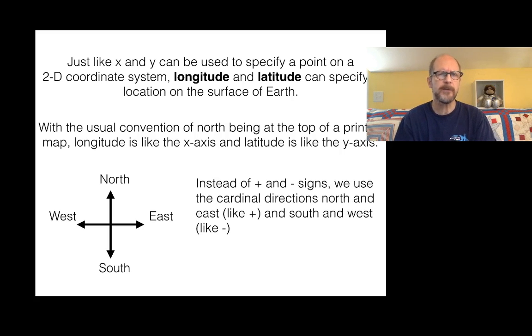Now when we talk about longitude and latitude, rather than using plus and minus signs like we do with x and y number lines and coordinate axes, we're going to use north and south for latitude and east and west for longitude, with west being like negative and south being negative latitude. Sometimes, written as pure numbers, the plus and minus signs will actually be used. But in general, certainly in conversation, we'll tend to say north or south or east or west.